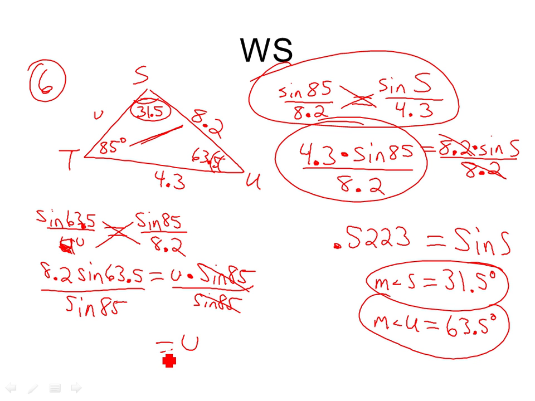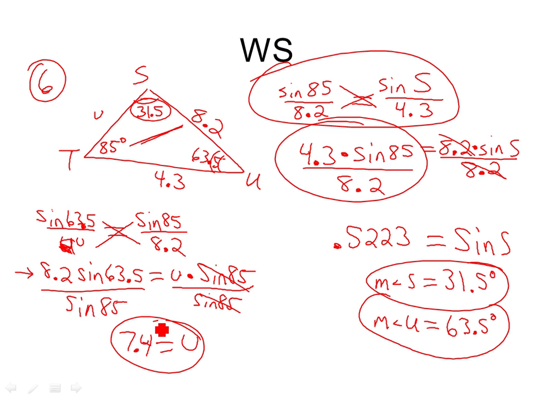I'd probably punch in the top first, hit equals, then hit divided by. 7.3664. That's the final answer. So I got it. Final answer. Anybody else get that? 7.3664, so round off to the nearest tenth, 7.4.